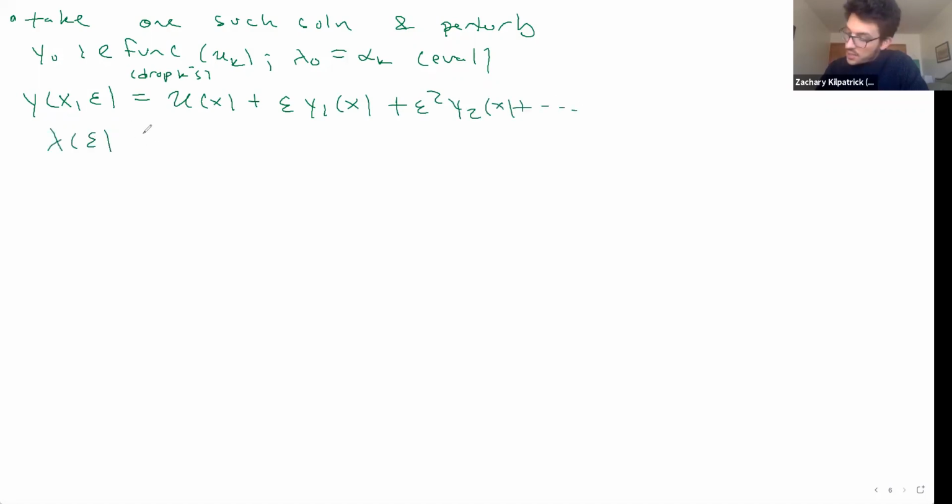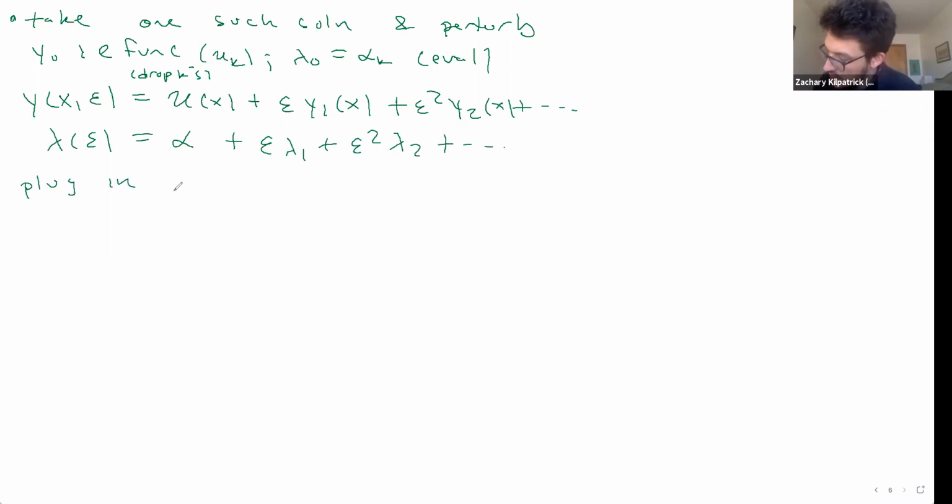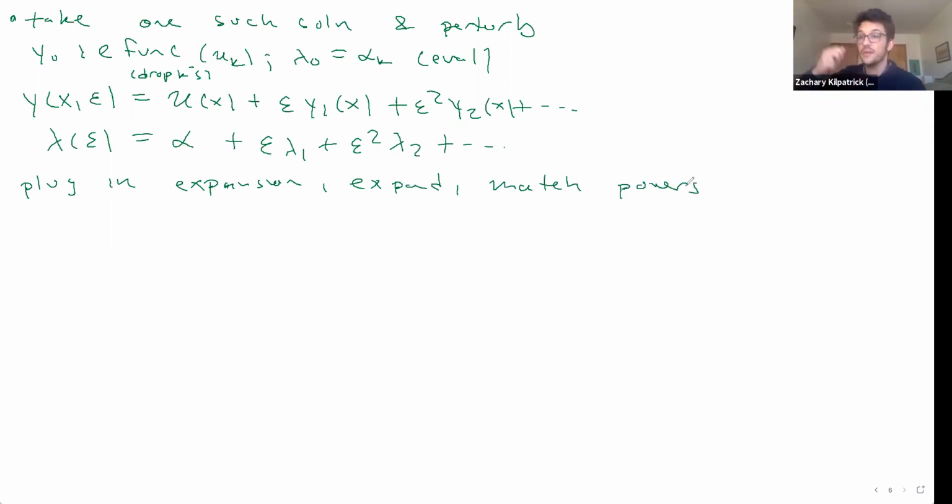Lambda of epsilon is equal to alpha plus epsilon lambda 1 plus epsilon squared lambda 2, and so on. Okay. What do we do now? Okay, we plug in the expansion, we expand, and then we match powers, right? Order epsilon to the 0, order epsilon to the 1.